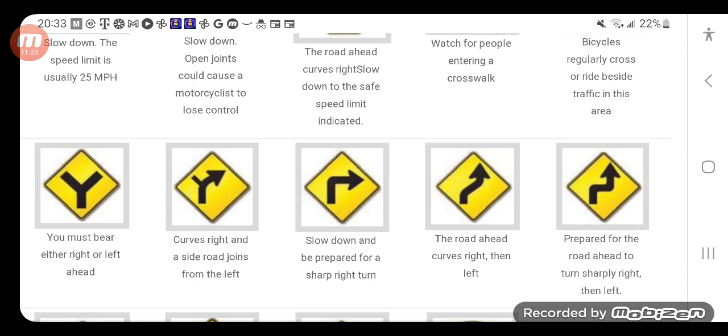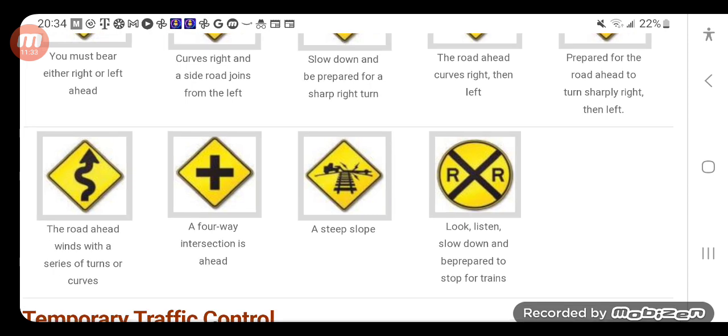This sign will show you that the road ahead turns sharply to the right and then to the left. So you definitely want to proceed with caution. This road sign here will show you that it winds, a series of turns coming up, and you have to proceed slowly going through those curves. This one means that there's a four-way intersection coming up, and be prepared to stop.